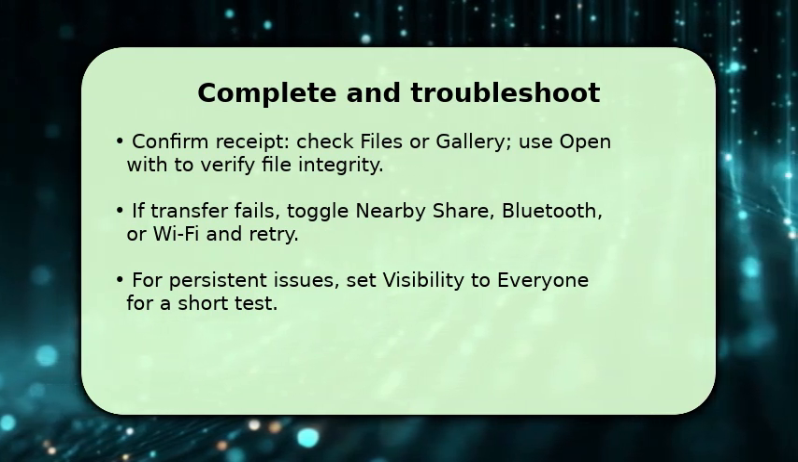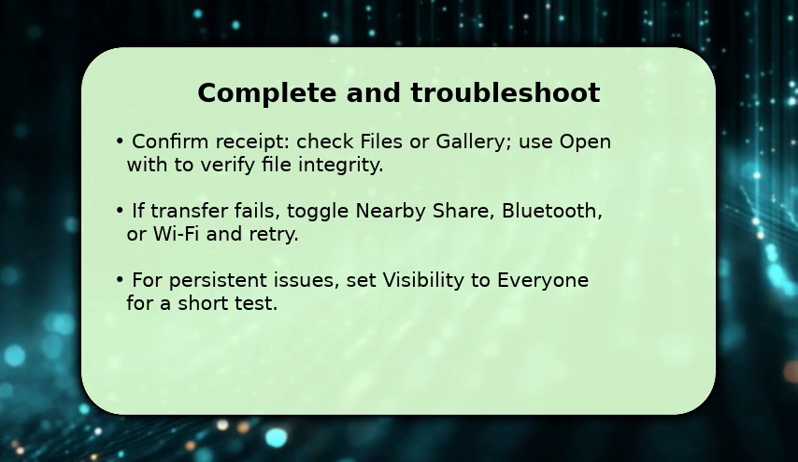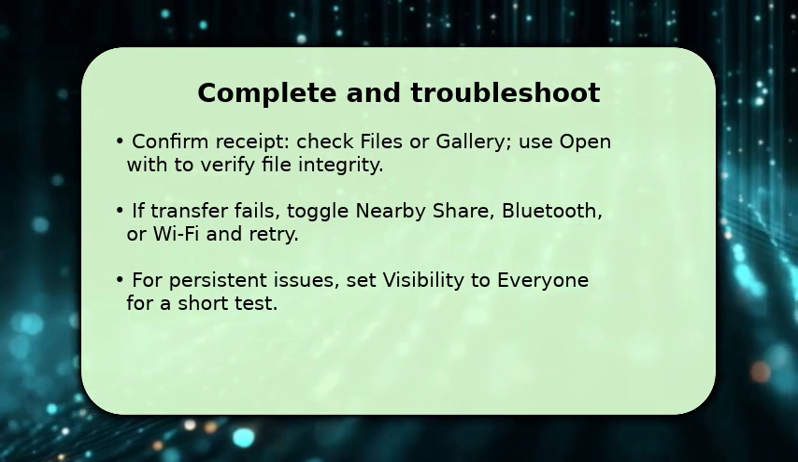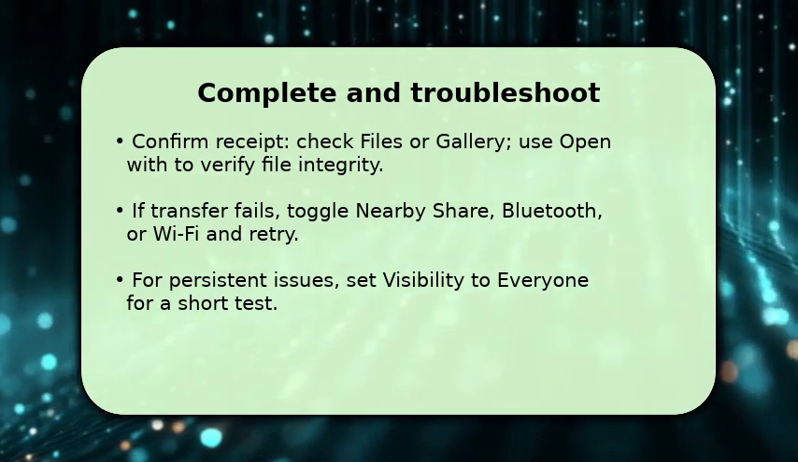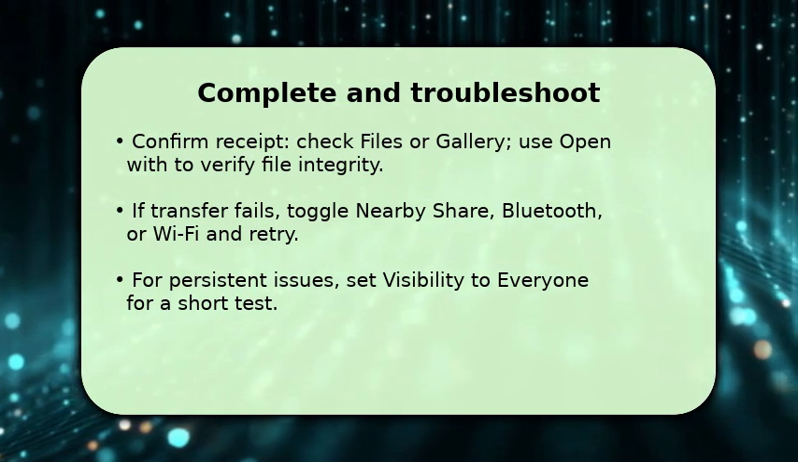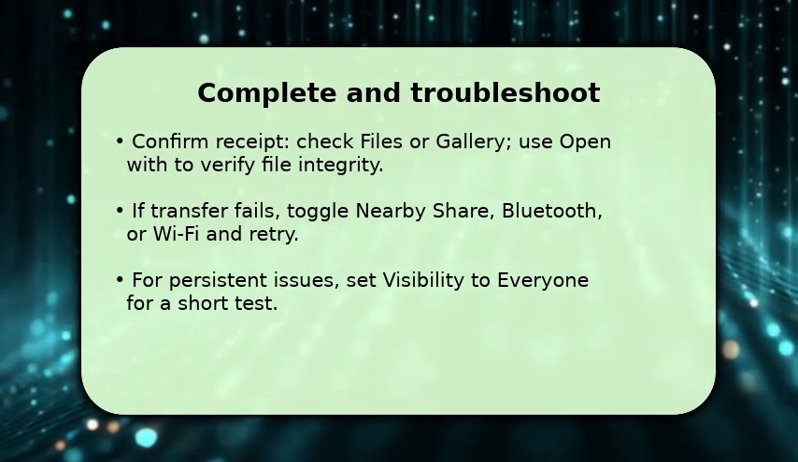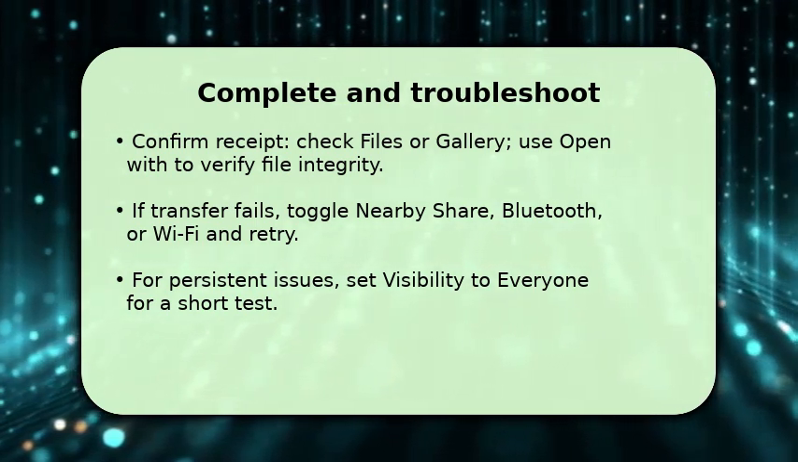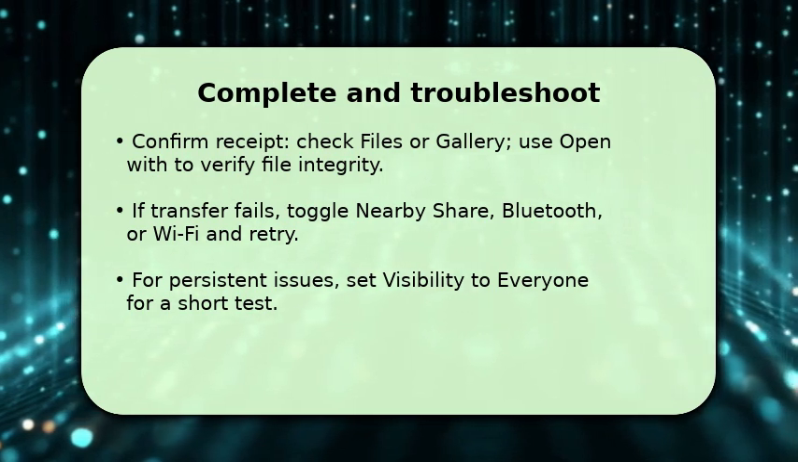Make sure both devices stay within a few meters and avoid hotspots that block device-to-device links. If problems persist, temporarily set visibility to everyone on both phones to rule out contact restrictions. Once confirmed, restore your preferred privacy setting and retry the share.